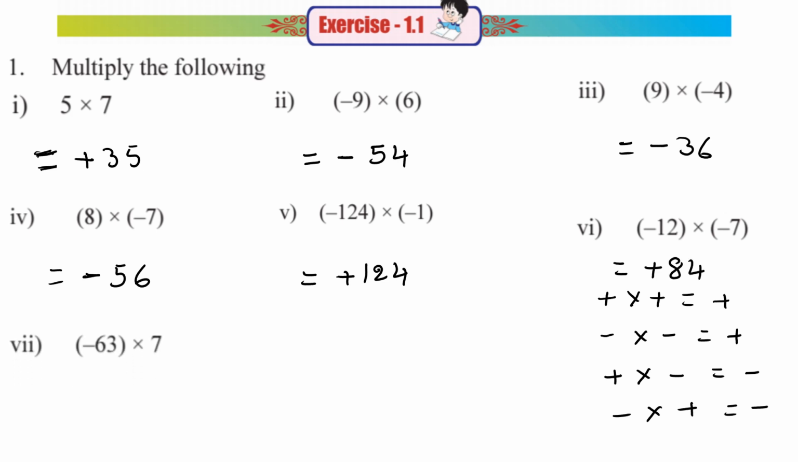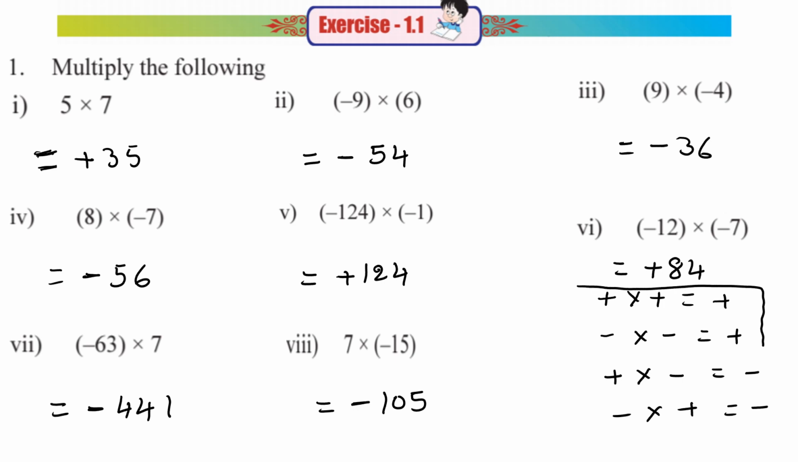Look at the seventh question. Minus into plus should be minus. 63 sevens are 441. One more question: positive and negative, so plus into minus is minus, and 15 sevens are 105. Like that we should multiply all the questions very easily by using these multiplication rules. Okay children, let us see the next question.